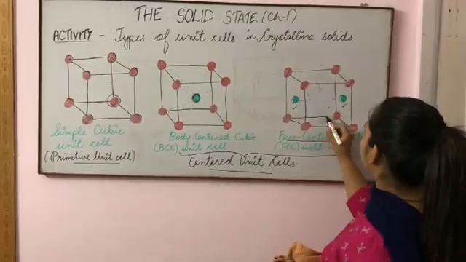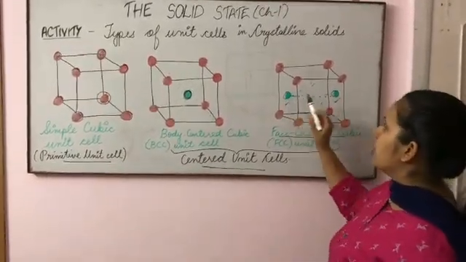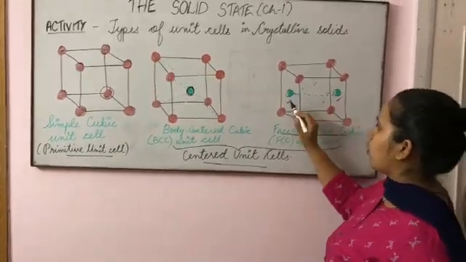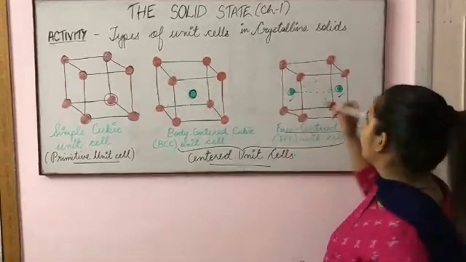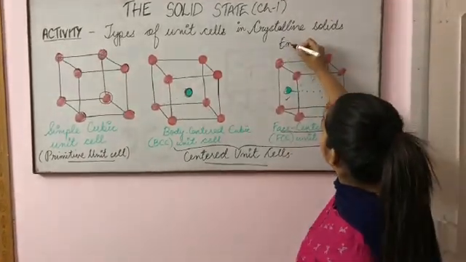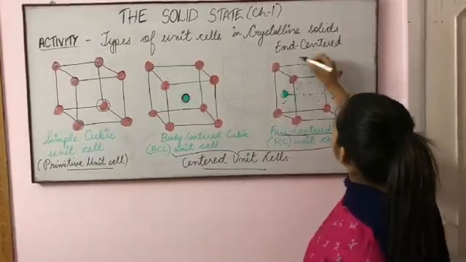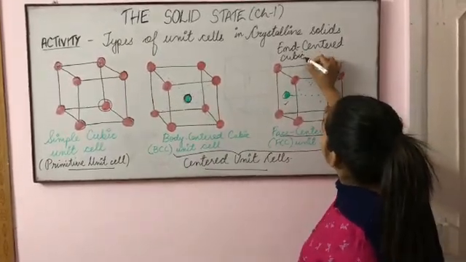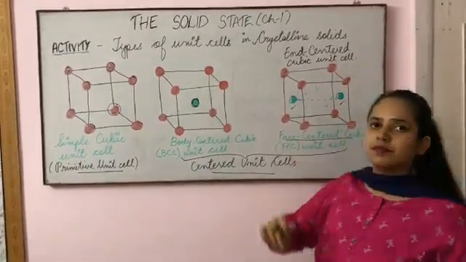So this is the structure of the end-centered unit cell, in which the constituent particles are occupying the opposite faces position. So this is end-centered cubic unit cell. Thank you.